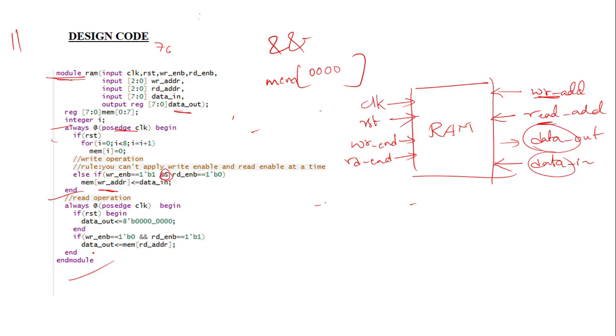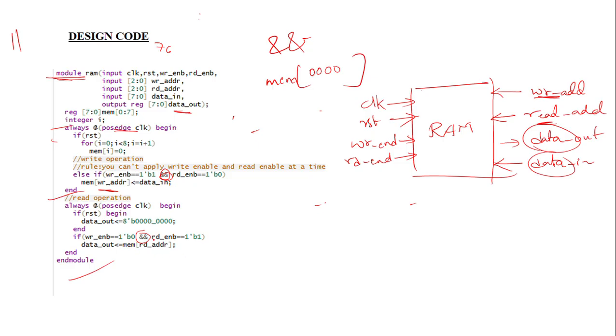And for write enable, we all know that whenever the write enable is on, read enable should be 0. Whenever the write enable is 0, read enable will be on. So at a time don't turn on both the read enable and write enable. Here write enable is going to be 0 and read enable is going to be 1. So logical AND, I already said that.